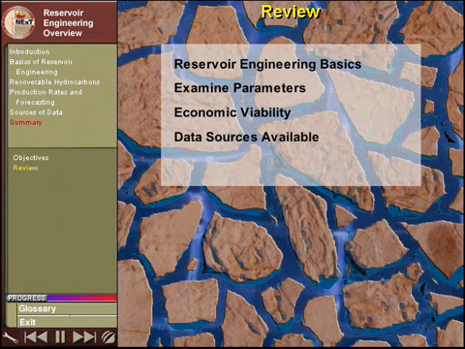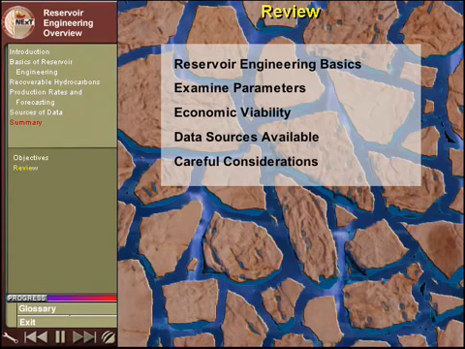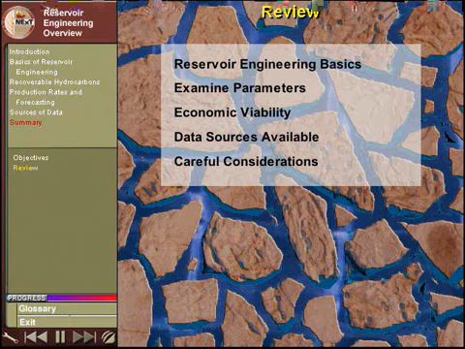The sources of data available to the reservoir engineer could include regional data, mud logs, electric logs, cores, DST, and production. The engineer will carefully consider all the available data before planning the development of a reservoir, as we will see in the following modules.